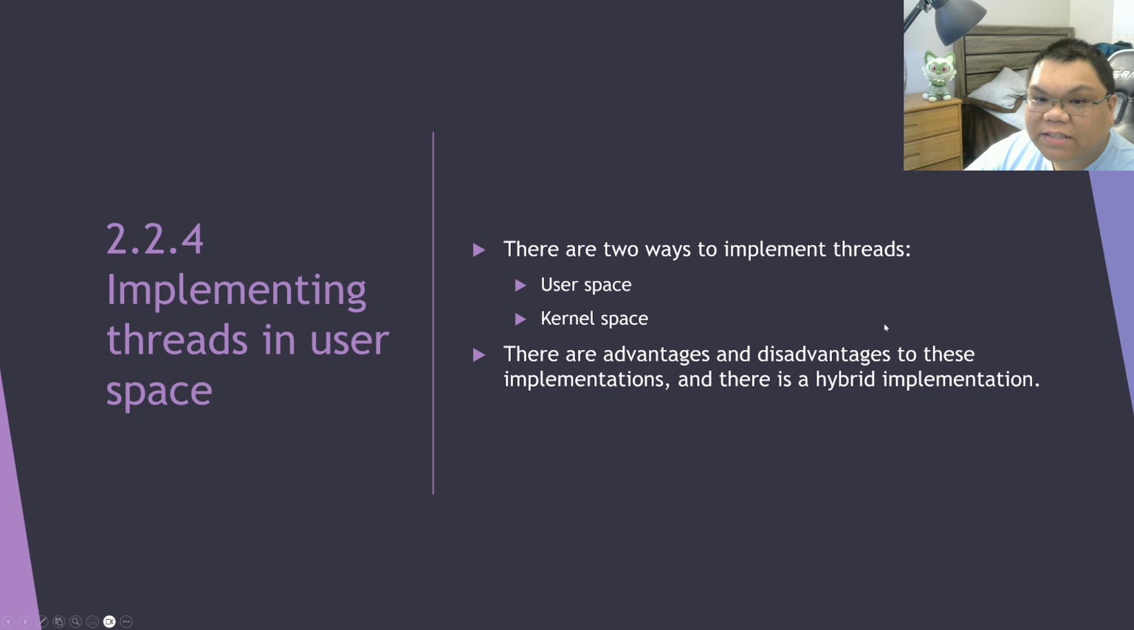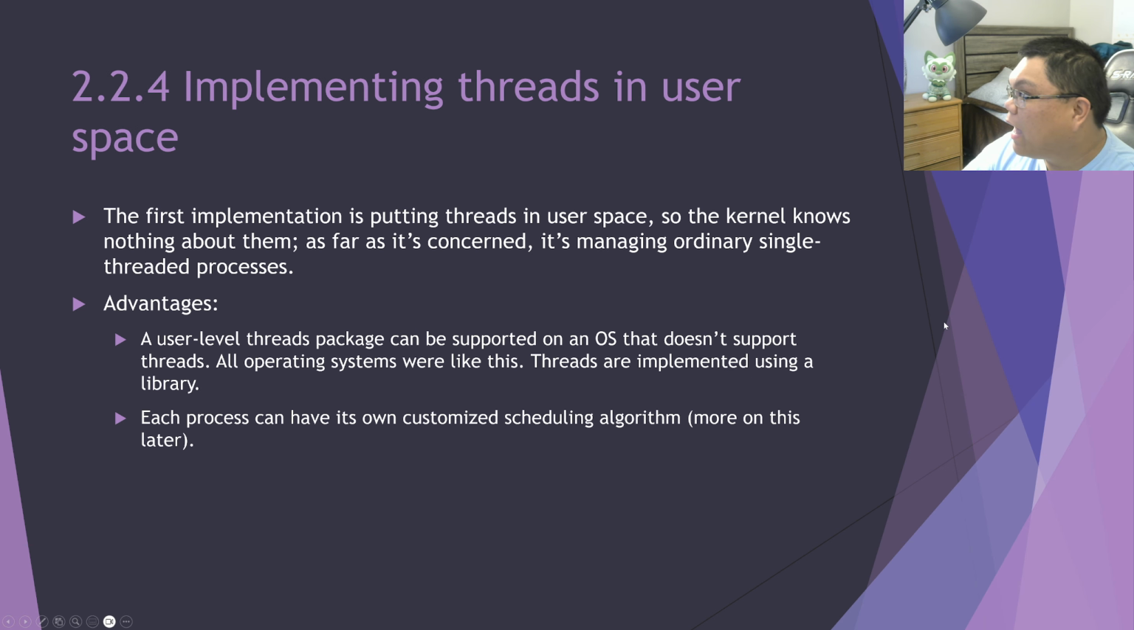So when we create these threads, where are they going? Well, there are two ways to implement threads in the operating system, and they can either be at the user space or at the kernel space. There are also advantages and disadvantages to both of these implementations, so there is a sort of third hybrid implementation. So let's look at what happens if we try to make threads in the user space.